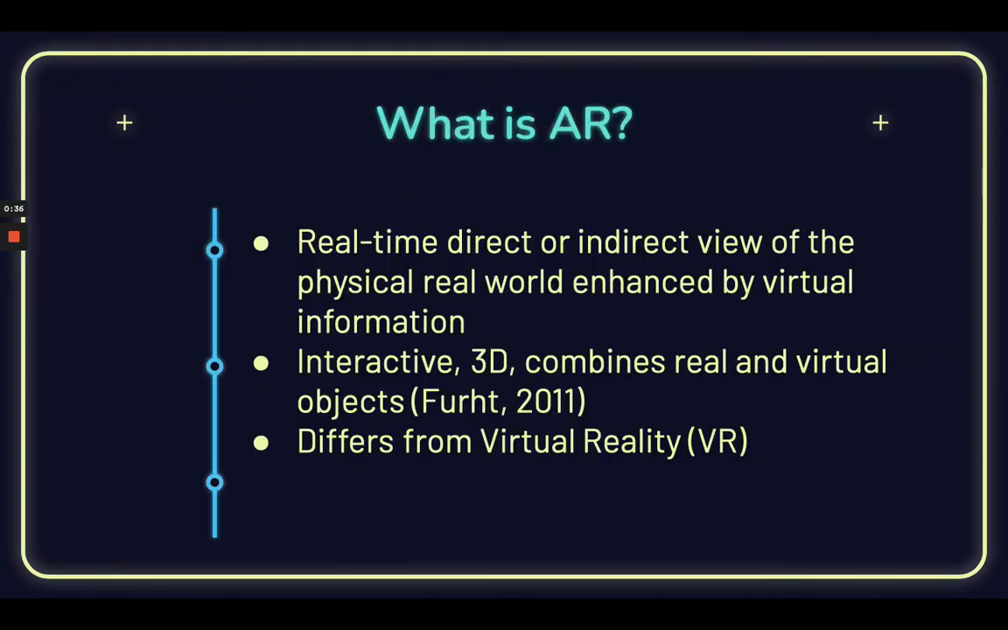First, what is AR? AR is the real-time direct or indirect view of the physical real world enhanced by virtual information. Virtual information can include text, graphics, audio, and other virtual enhancements. It is interactive, 3D, and combines real and virtual objects. It differs from virtual reality or VR. The main difference is that VR changes reality by immersing the user in a completely virtual world. AR fuses together the real world and the virtual world. Here is a short video further describing the differences between the two and how they work.